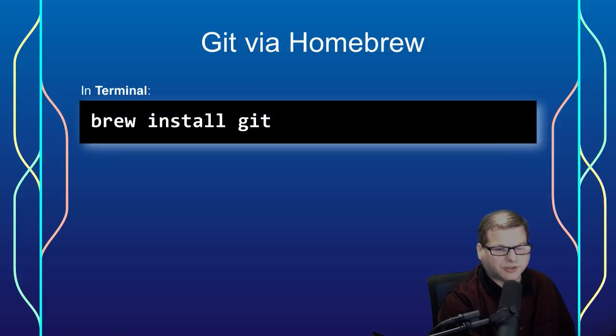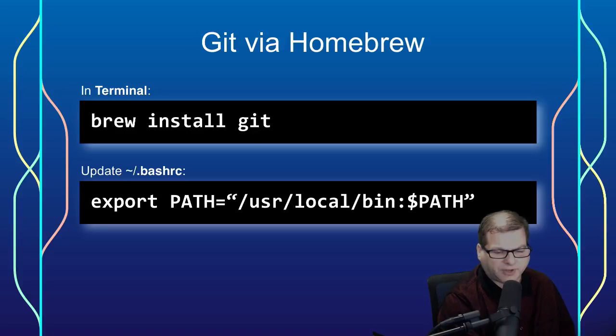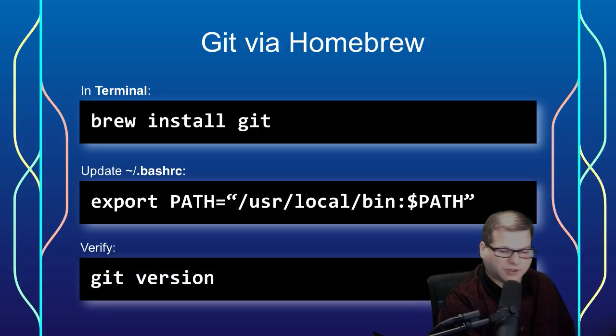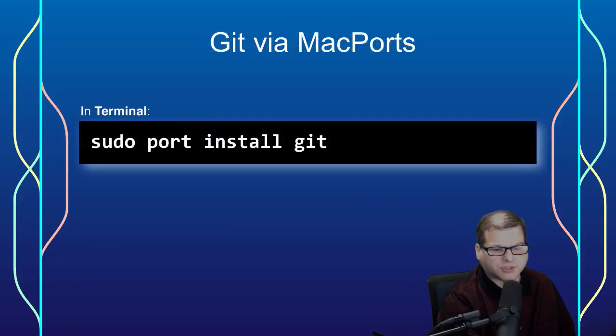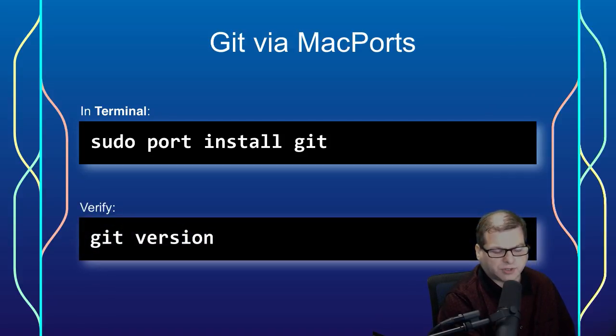If you're so inclined, you can use Homebrew. It's simply brew install git. You may have to update your path and, of course, verify Git by doing git --version. That's to make sure that you actually get the version of Git that's installed by Homebrew. With MacPorts, you'll probably have to use sudo and the port command: sudo port install git. And then, of course, verify with git --version.